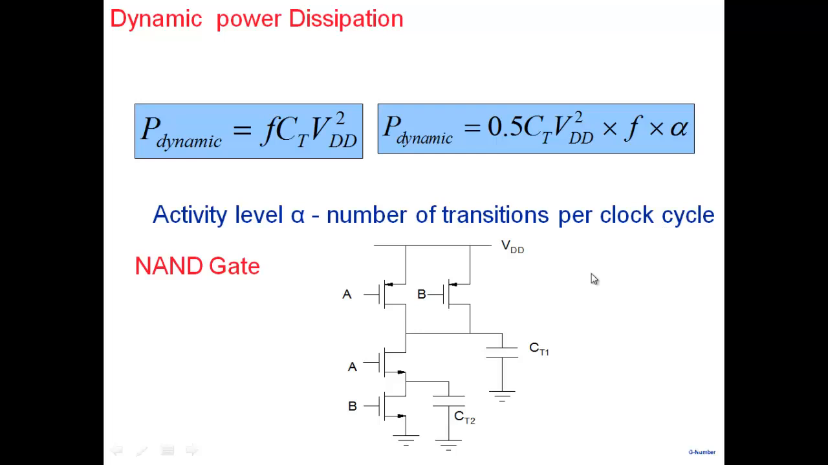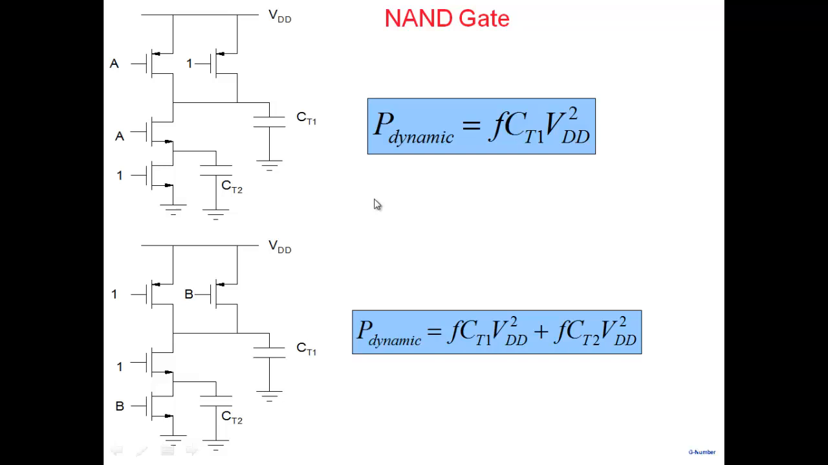So if I look at a NAND gate, we have 2 nodes which are potentially switching, this one and this one. So the power dissipation for a NAND gate, under this condition, when you put a 1 here and this is switching, node A is switching. Since this is 1, CT2 is always discharged. So this does not contribute. The only power dissipation comes because of switching of this one. So it's F CT1 VDD square.